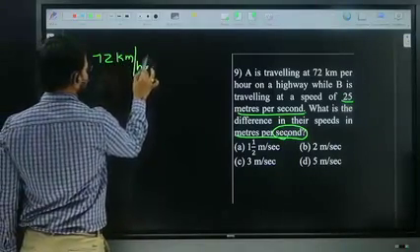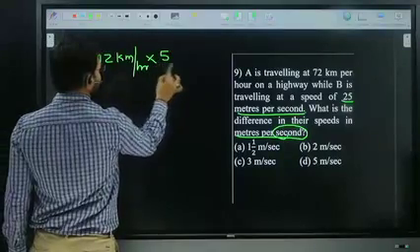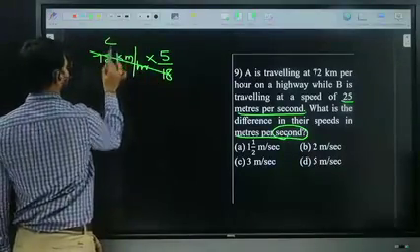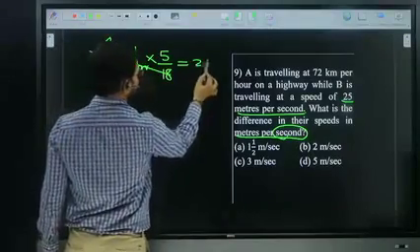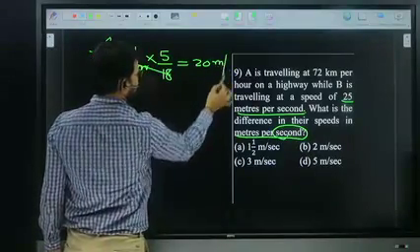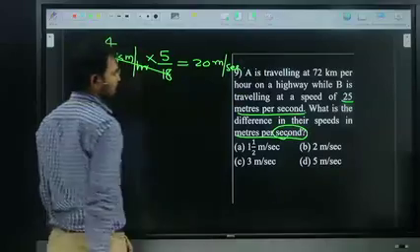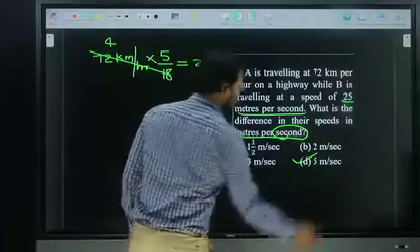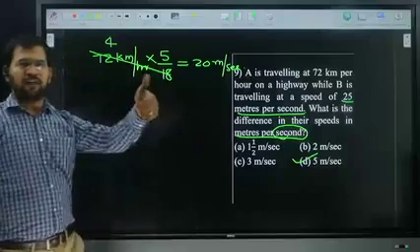72 into 5 by 18. 5 by 18. So 18 how many times? 18 4s are, so 5 4s are how much? 20. So 20 meters per second. The first one is 20 meters per second. The second one is what? 25 meters per second. The difference is what? 5 meters per second. All of you clear?